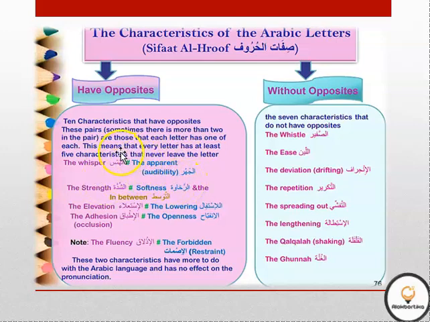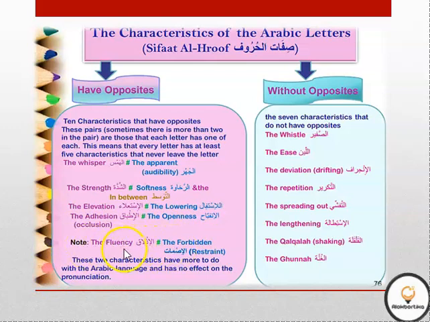Okay, we will inshallah discuss them in detail. The strength, ash-shiddah, and its opposite is softness, ar-rakhawa, and between them there is at-tawassut, a kind of balance between them. Then the elevation, al-isti'la, the lowering, al-istifal, the adhesion or occlusion, al-itbaq, or the openness, al-infitah. And another one.